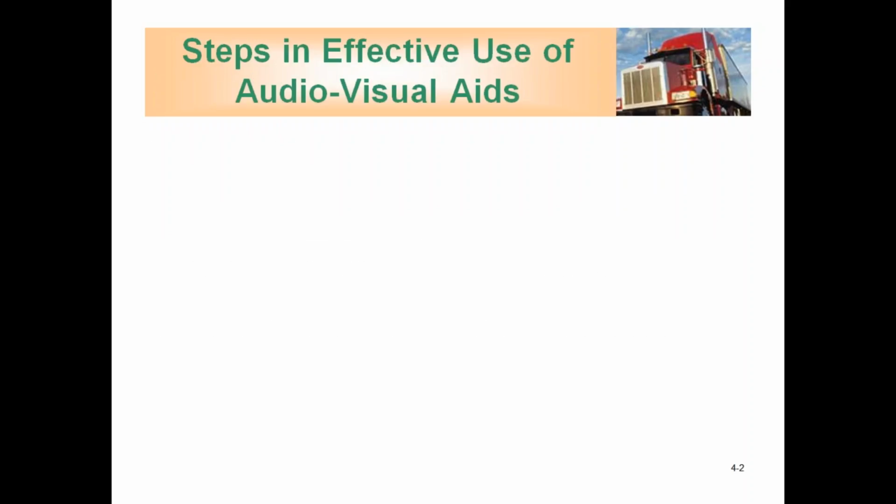Now, what are the various steps in effective use of the audio visual aids? First is planning by the instructor, then selection of the aid. So first of all, plan out what to use, why to use, when to use. Planning is done by the instructor. As a teacher, you are the instructor. Then selection of the aid.